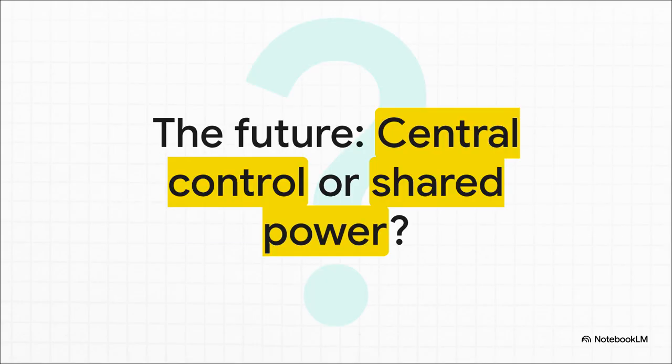And that really brings us to the biggest question of all. We've got two models with massive strengths and huge weaknesses. One gives us order and security, but we have to give up some control. The other gives us freedom and resilience, but it comes with risk and a bit of chaos. So, as we keep building the future of the internet, which one do we choose? Central control or shared power?